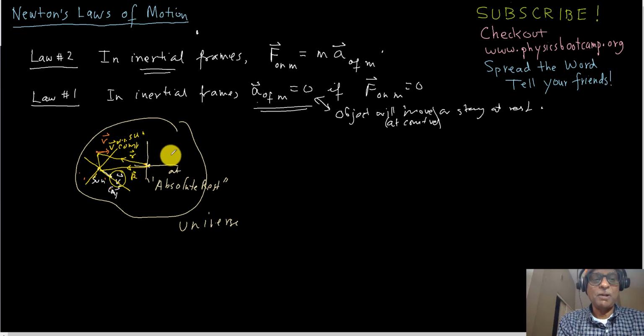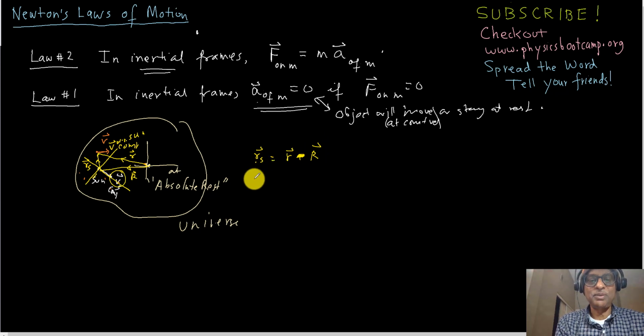Let's call this rs vector. So rs vector equals r vector plus r vector, or minus r vector. This plus this equals that. So if I take a time derivative, drs, with respect to the sun, it will be dr/dt minus dr/dt.